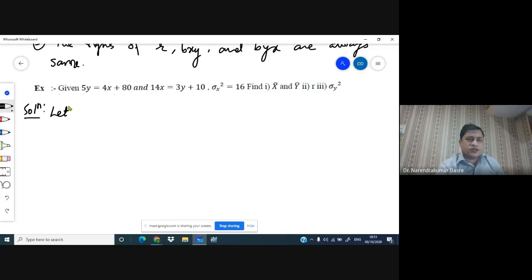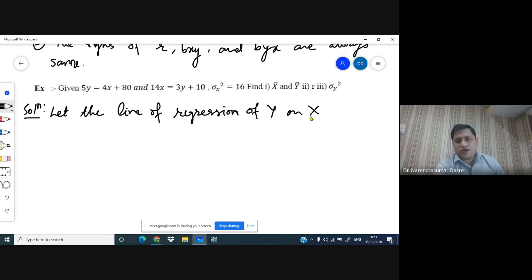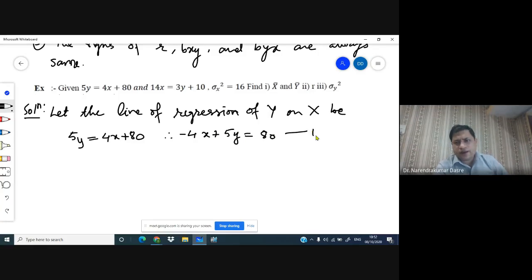Okay, so let us consider this. Let the line of regression of y on x be, okay, so I assume that this is going to be 5y is equal to 4x plus 80, or I'll write this as minus 4x plus 5y is equal to 80. Let this be equation 1. But how do we express the line of regression?